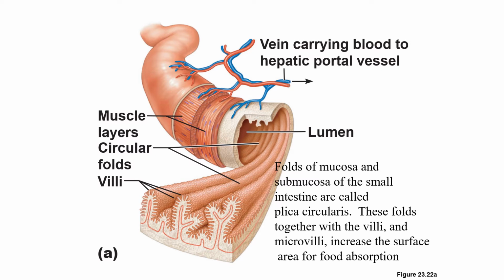Adaptations of the small intestine increase its surface area. The permanent folds of the small intestine are called plica circularis. The permanent folds, in turn, are made by smaller folds of the simple columnar epithelial lining, called villi. Both plica circularis and villi are going to increase the surface area for food absorption.